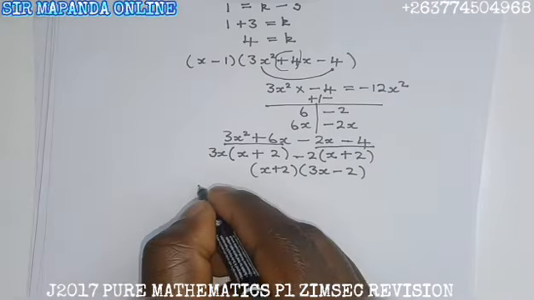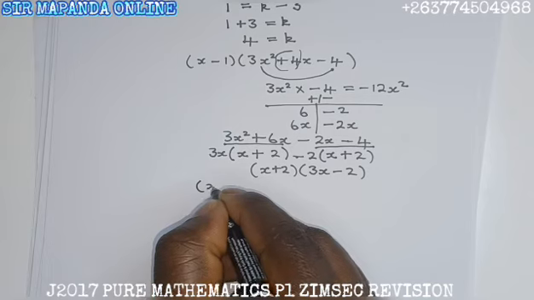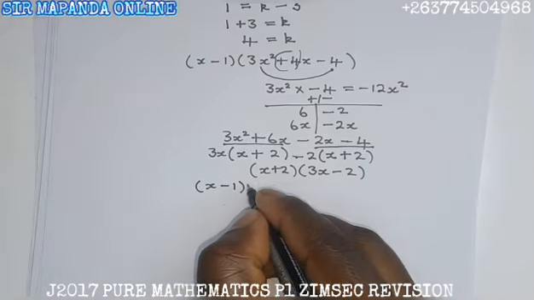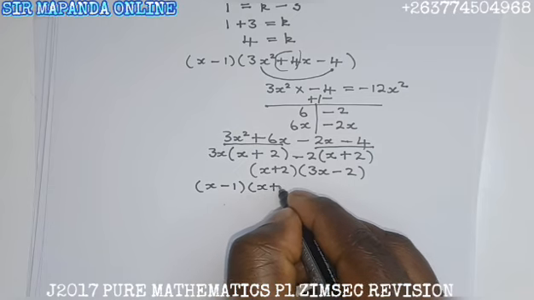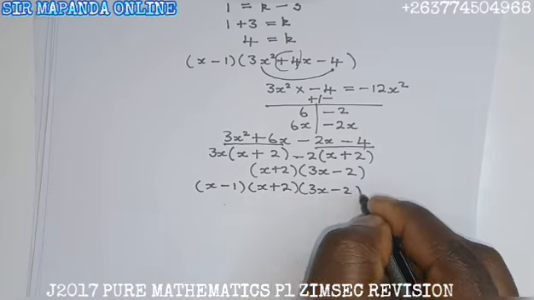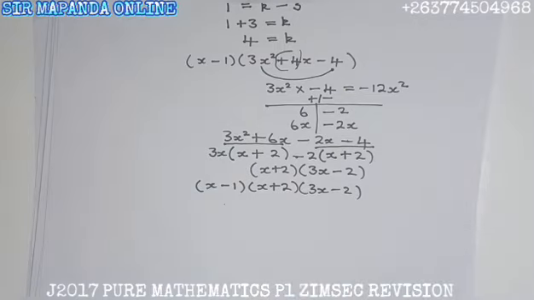Therefore, our final answer is going to have 3 brackets: x minus 1, the original factor, and the 2 brackets obtained from factorizing the quotient. And this is your final answer. I hope you are listening. Stay tuned as we move on to question number 3.